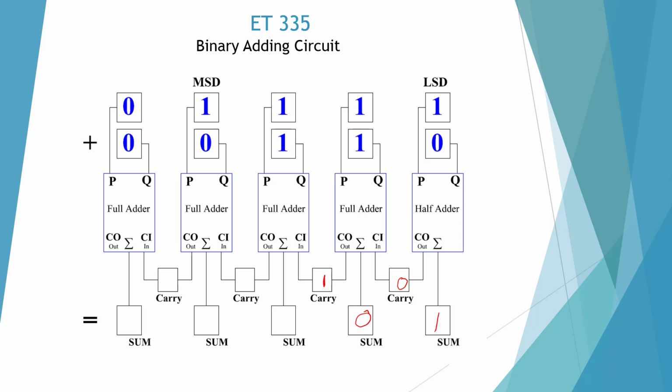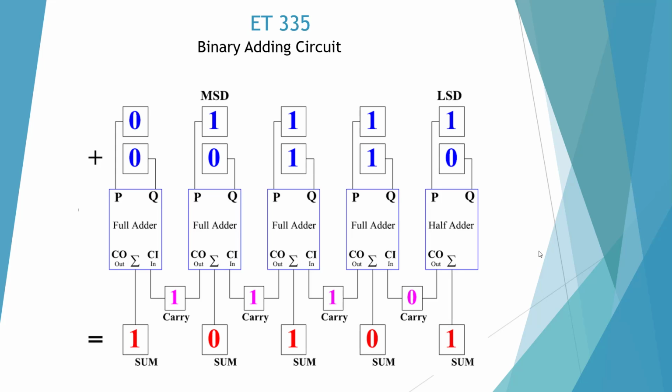And then we have 1 plus 1 would be 1 sum and carry 1, again a binary 3. And then we have 1 plus 0 plus 1, binary 2. And then we have 0 plus 1 plus 0 would be 1. Here's our colorful answer, and it looks like I got it right.